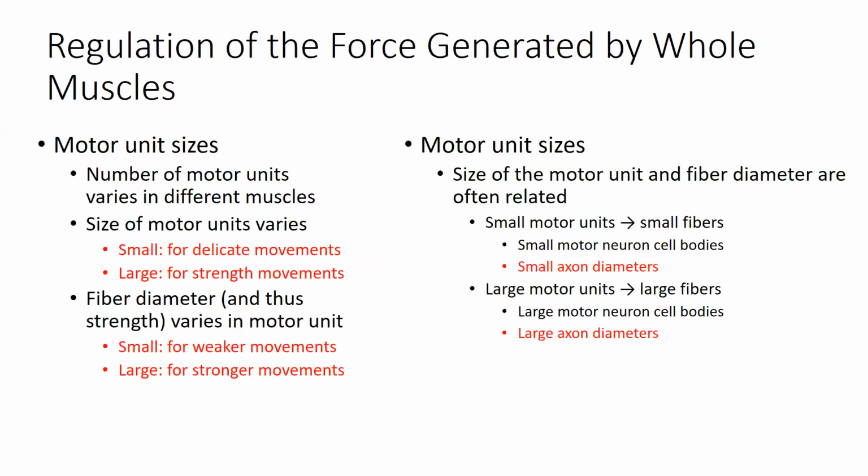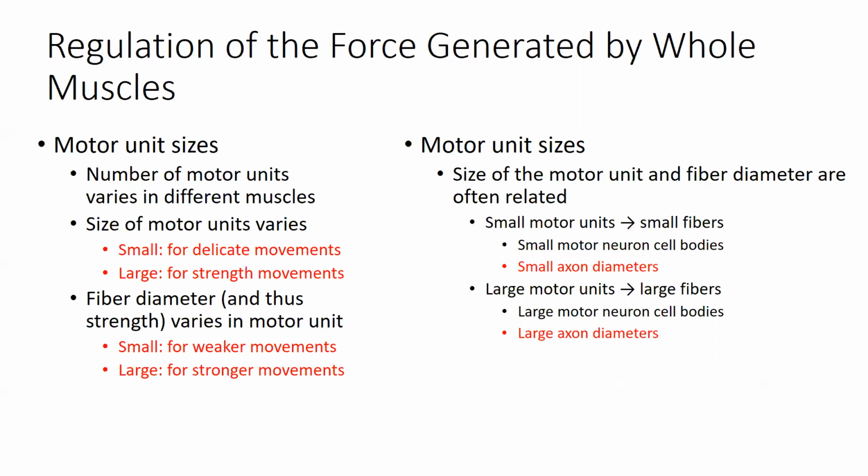Okay, so the motor unit size is going to correlate to a few different things, right? The motor unit size. It's going to correlate to the movements, right? And that's what we just looked at. Smaller motor units for smaller, more delicate actions. Larger motor units for larger, more strenuous actions. It's also going to correlate to the diameter of the axon. Okay, the diameter of the axon, right?